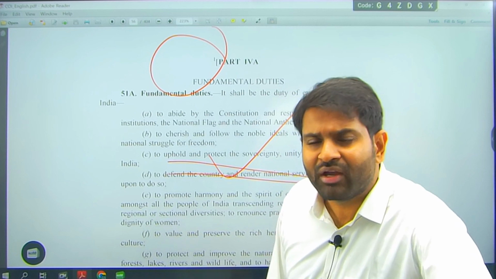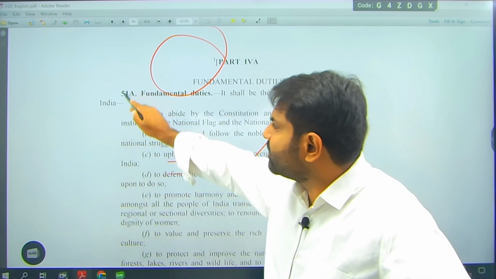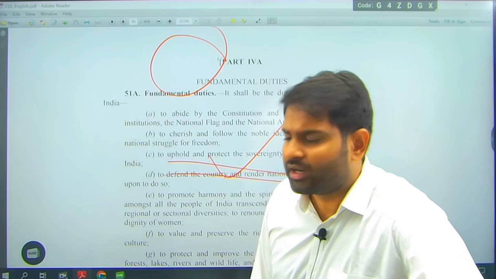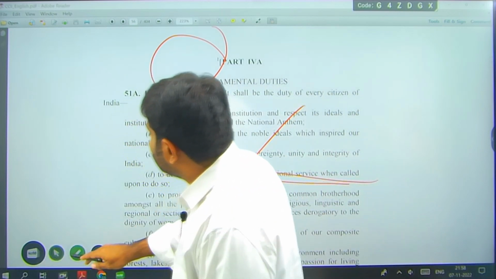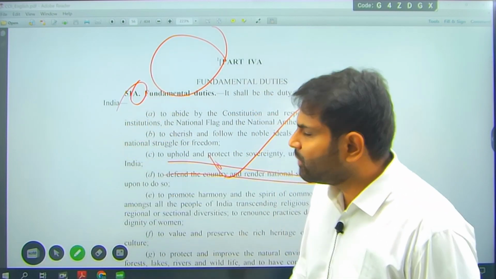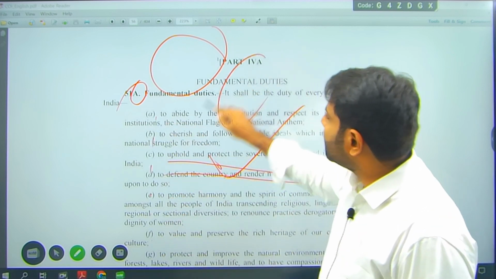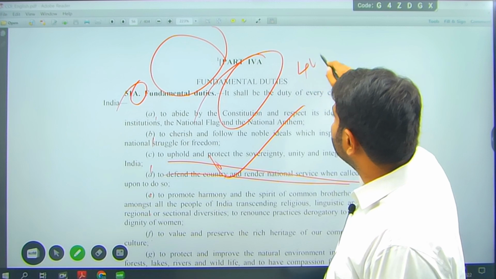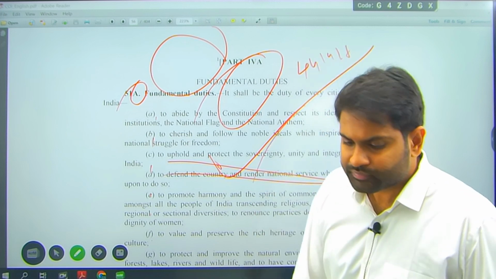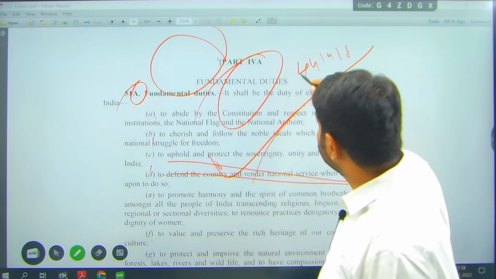Article 51A we are talking about. Whenever you see a capital letter, remember this is an amendment. This is one trick you need to remember: whenever you see a capital letter, that is an amendment. Whenever you see a small letter, these are clauses or sub-clauses. So this particular part 51A came in the 42nd Amendment Act 1976.